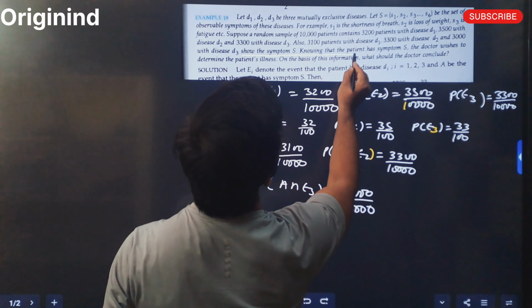So no issue. So, understood why I am finding this? Because 32 patients in disease D1, so much 3100 are showing the symptoms. It means 3100 and 3200, 3100 is the common. Is it clear? Now we will find P of A by E1. P of A by E1 is equal to the intersection divided by P of E.